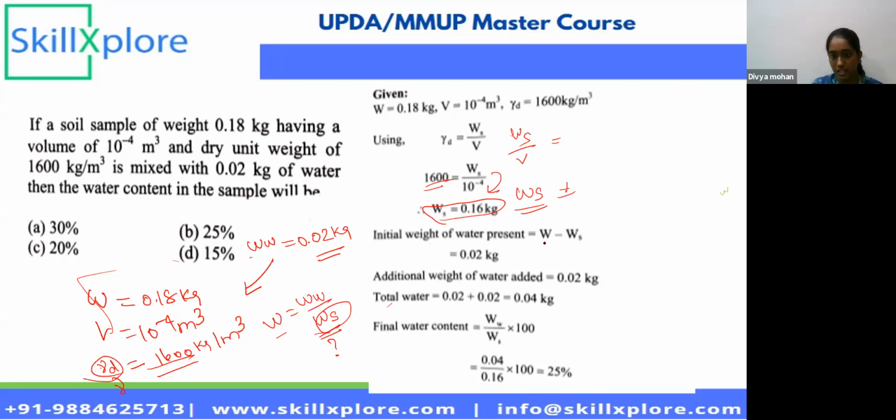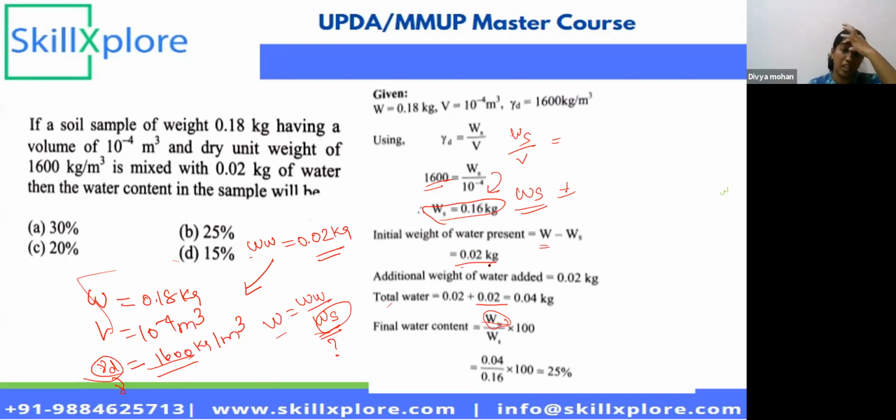From this, in the next step, the initial water content present in the soil can be found out, because while calculating the water content, Ww is a must. For Ww, the additional water content we know, which is 0.02, but the initial water content we have to find out.